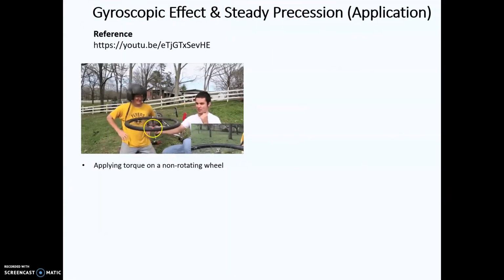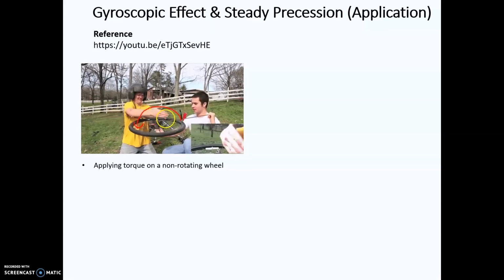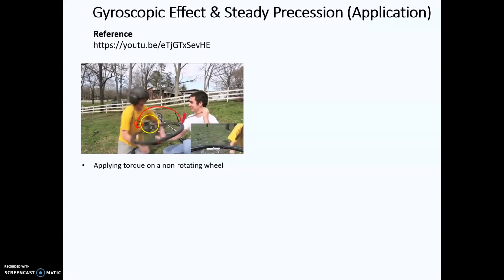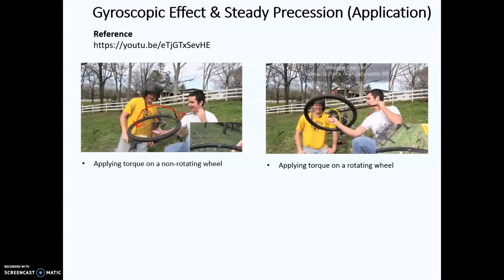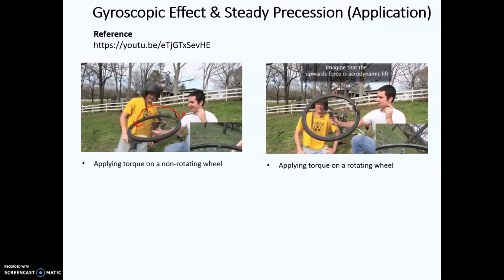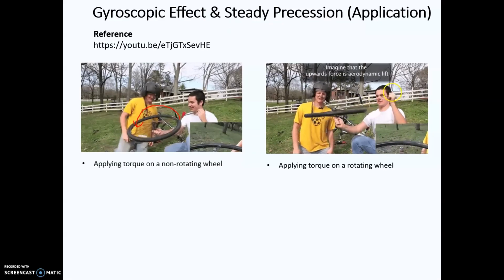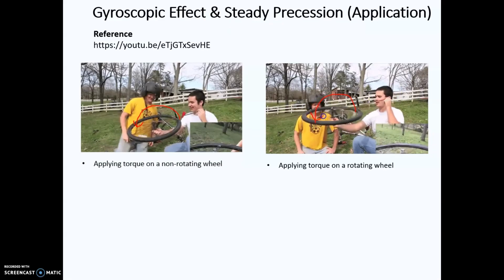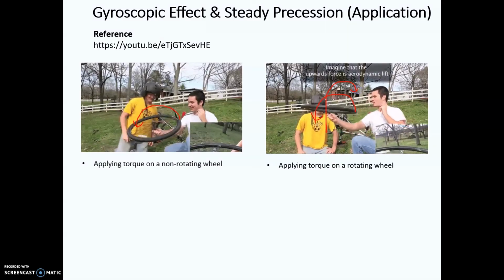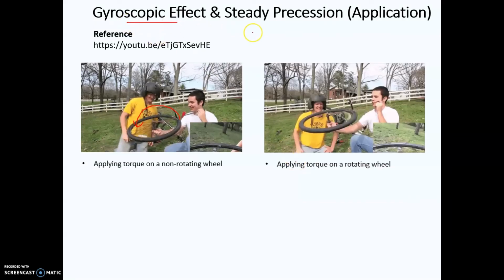In this example, you have a non-rotating wheel. When you move upward, you introduce a torque in this direction, so you can see that the wheel just rotates in the same direction. You see a huge difference when you apply the torque on a rotating wheel. When you move up, you apply the torque in this direction, but the wheel rotates in this direction. So now you have learned the gyroscopic effect as well as the steady precession, and you should be able to explain why the rotating wheel behaves in such a weird manner.